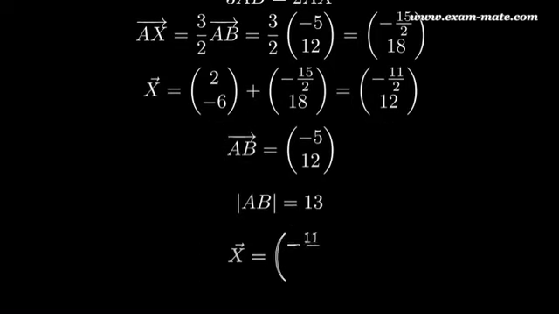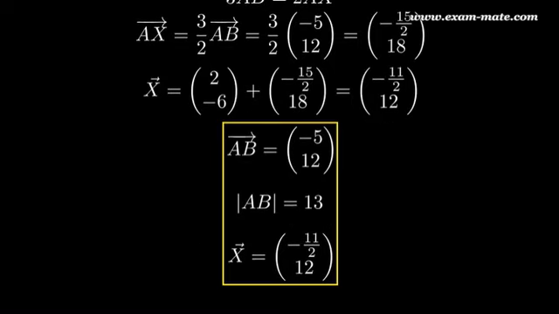And there we have it. We've found the displacement vector AB, the distance AB, and the position vector of point X that satisfies the given ratio condition.